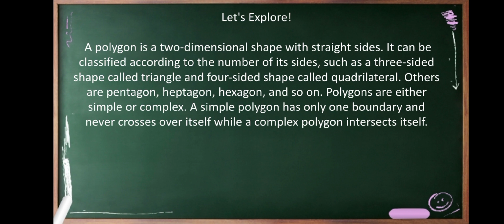A polygon is a two-dimensional shape with straight sides. It can be classified according to the number of its sides, such as a three-sided shape called triangle and a four-sided shape called quadrilateral. Others are pentagon, heptagon, hexagon, and so on. Polygons are either simple or complex. A simple polygon has only one boundary and never crosses over itself, while a complex polygon intersects itself.